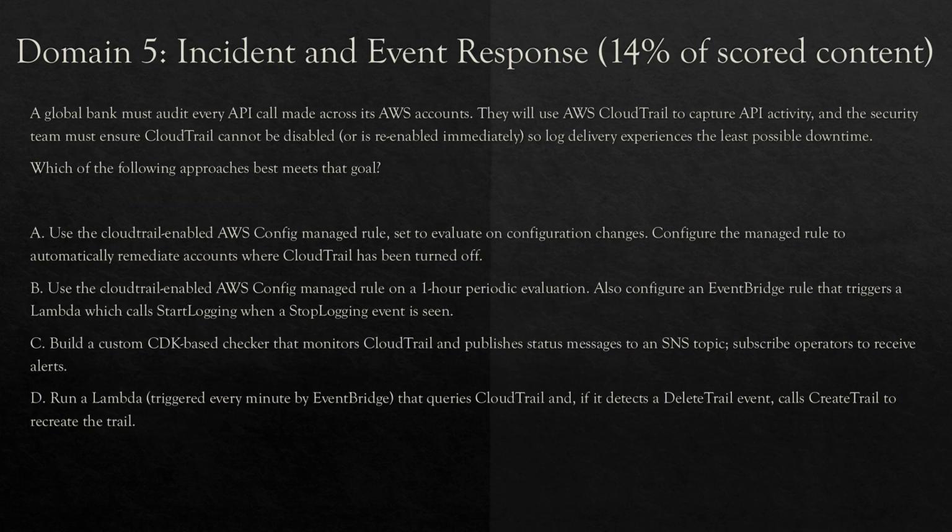So let's move on to the fifth domain, which is incident and event response, which is 14% of the score content. And here is your question. I hope you have paused and read the question. It's a global bank. It must audit every API call. They will use CloudTrail to capture API calls, and the security team must ensure CloudTrail cannot be disabled. Okay, so which of the following approaches best meets the goal?